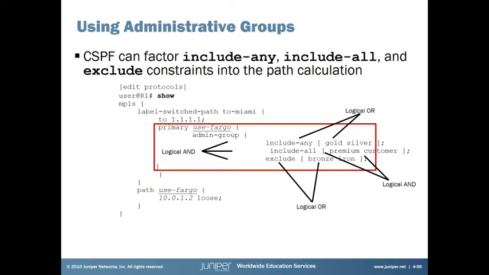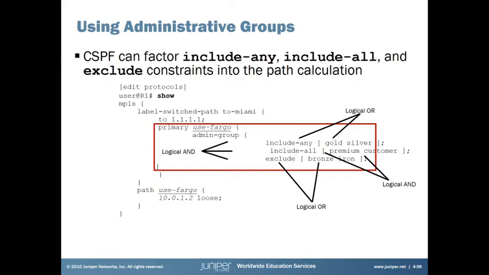We have a label switched path which goes to Miami. The egress router is 1.1.1.1. We have a primary path here which is called use Fargo admin group. And what we're saying with our admin group is we can say include any gold and silver, include any premium and customer, and exclude any bronze or iron. So as part of our constraints, we can define these administrative groups, which have to be included or excluded in our path.